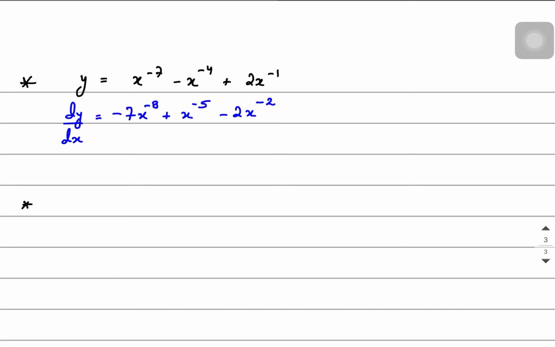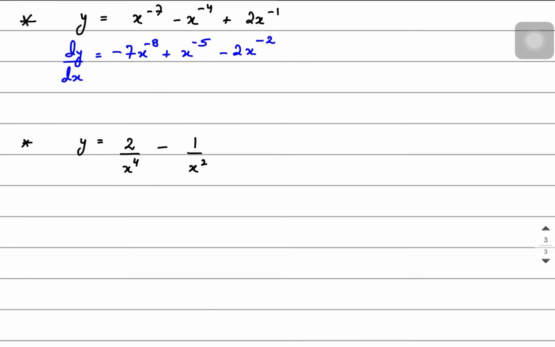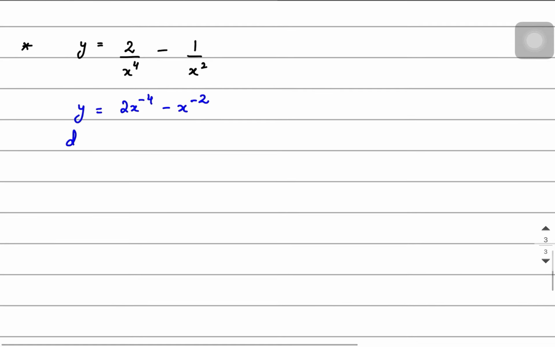Okay, let's take a look at another example. Let's say I have 2 over x power 4 minus 1 over x square. Obviously, I can't apply a method of differentiation until it comes in the numerator. So now I can apply the method of differentiation to it.